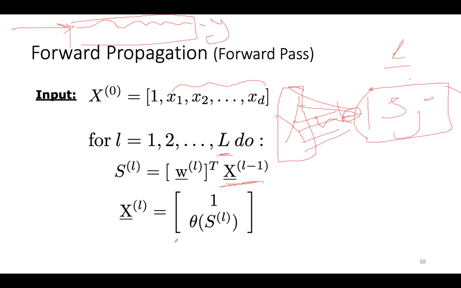Then you're going to have your X of L, which is the output. These are the activations, right? It's 1 and the output of the activation theta of S of L. Is it clear?